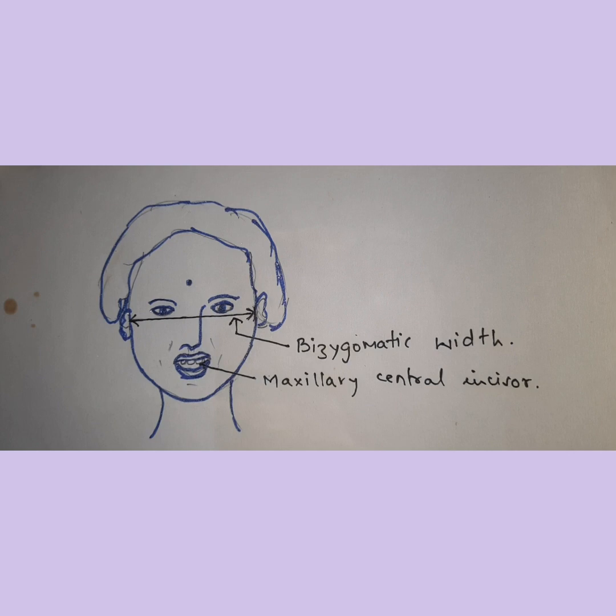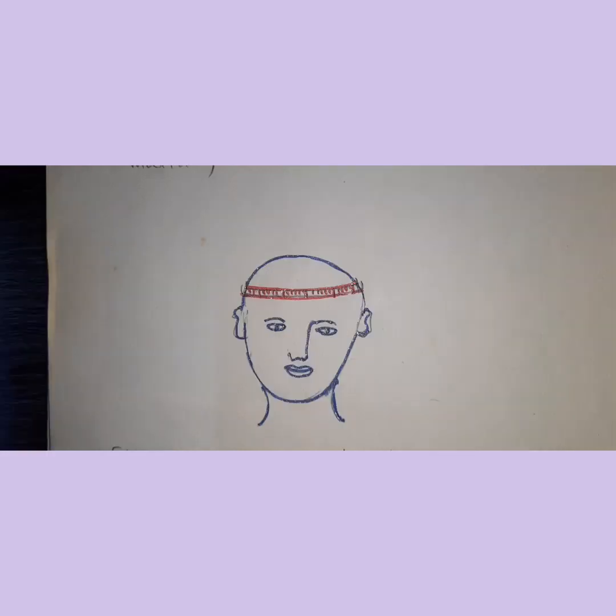Similarly, the average width of the maxillary anterior teeth, that is all the 6 anterior teeth, would be bizygomatic width divided by 3.3. Apart from this, the average width of the maxillary anterior teeth can also be measured by measuring the circumference of the head and dividing this by 10. That will give you the average width of the maxillary anterior teeth.